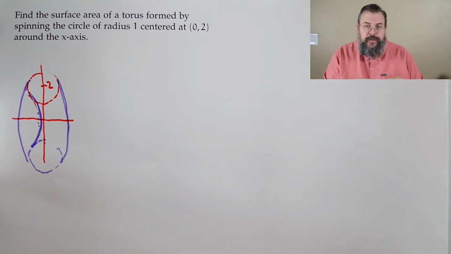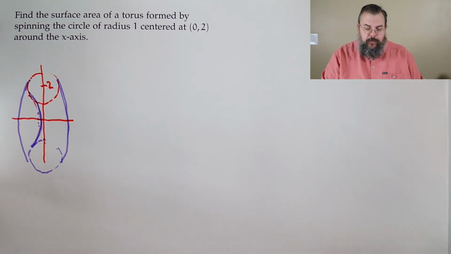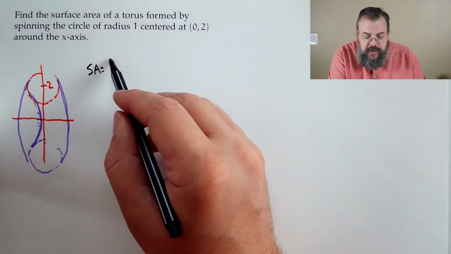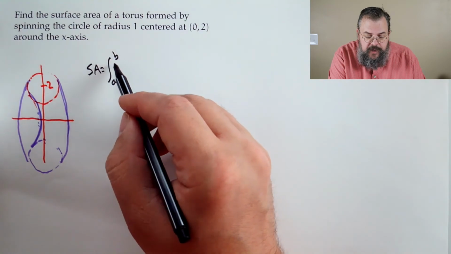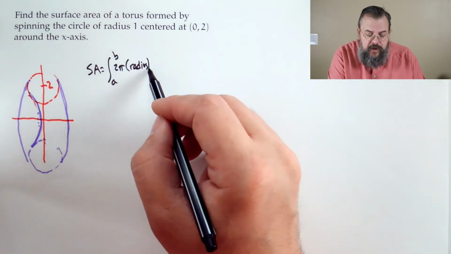All right, so how do we do it? Well, we're going to just think about our formula for surface area. We have a nice formula. It should work. So we have that our surface area is adding up, start to stop, our 2 pi, our radius, and our length.